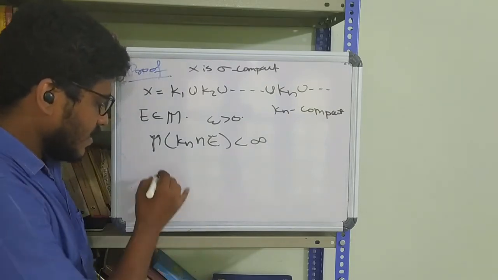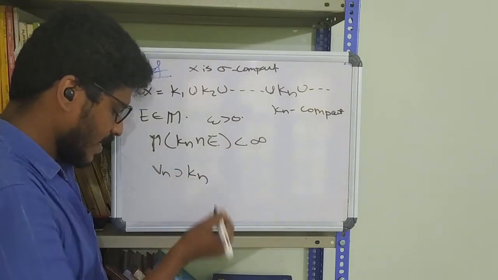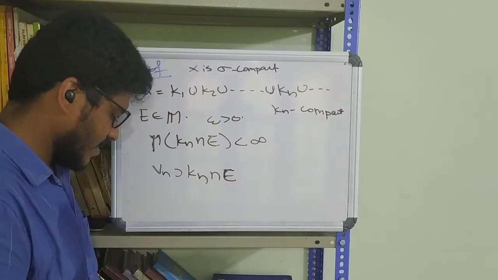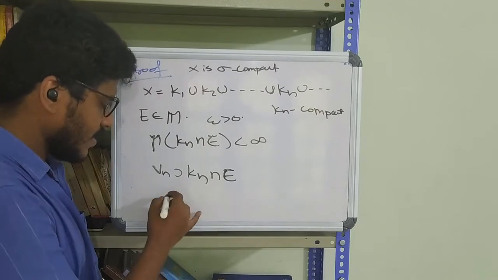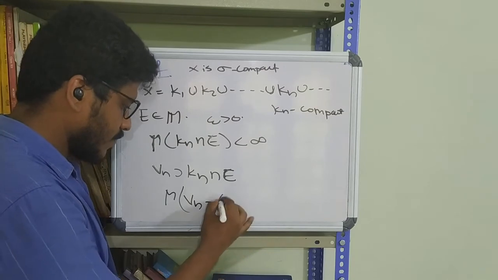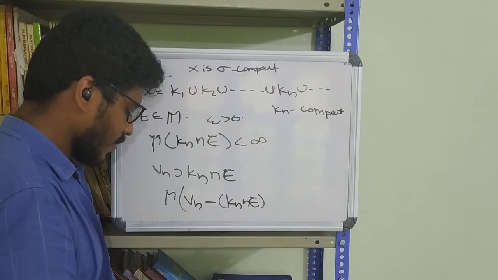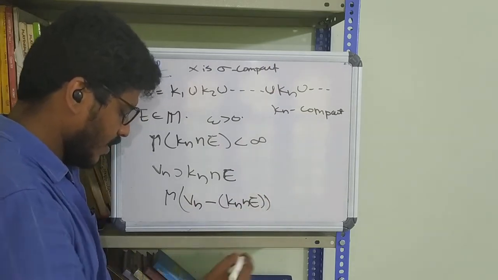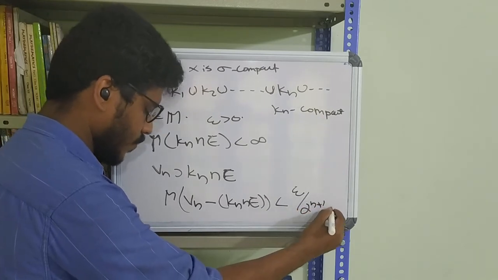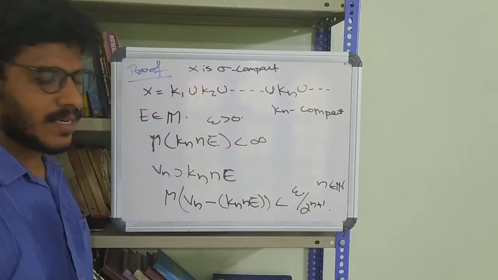Then there are open sets Vn, which contain Kn intersection E, such that the measure of Vn minus Kn intersection E is less than epsilon by 2 raised to n plus 1, where n is in the set of all natural numbers.